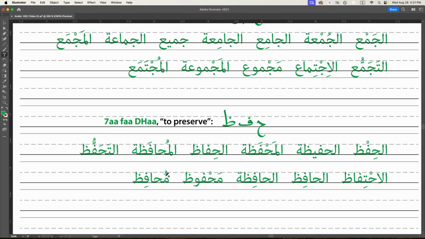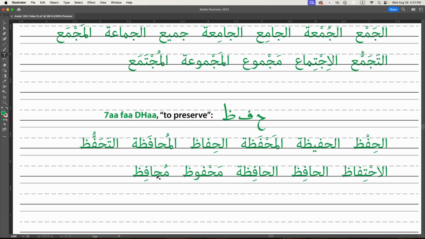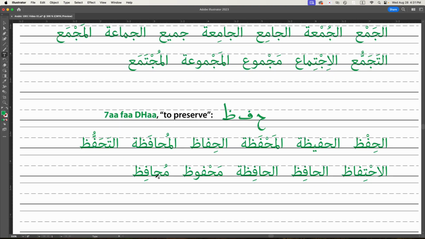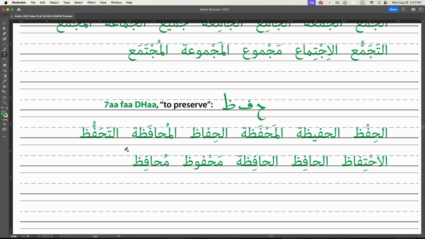And then someone who is muhafiz is politically or socially conservative, just like al-muhafadha is the noun for it. Muhafiz is the adjective for it. So my 95-year-old father, for example, quite politically conservative, believe it or not. So muhafiz would be politically conservative, and they all have something to do with preserving things.